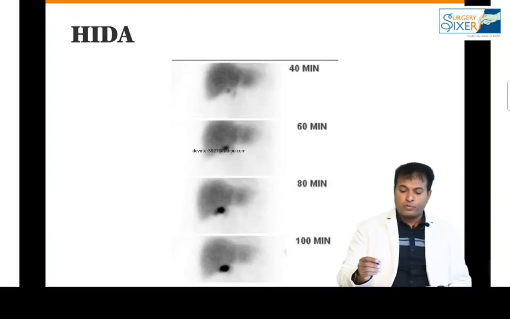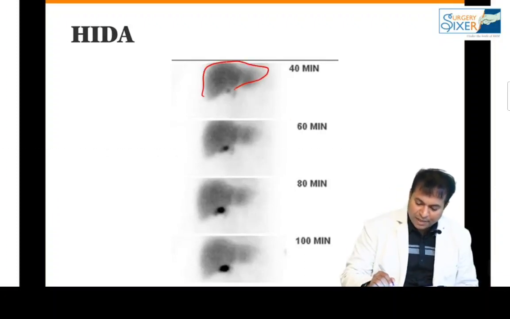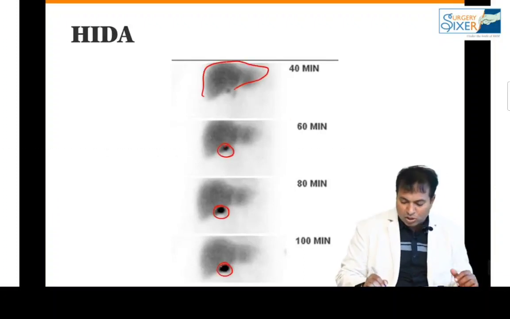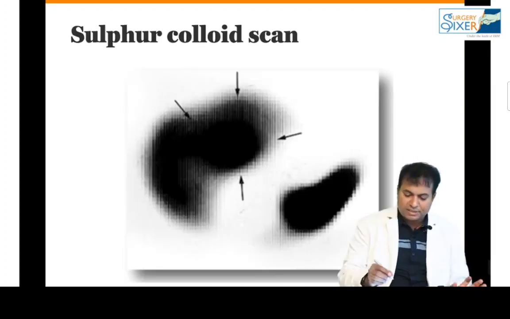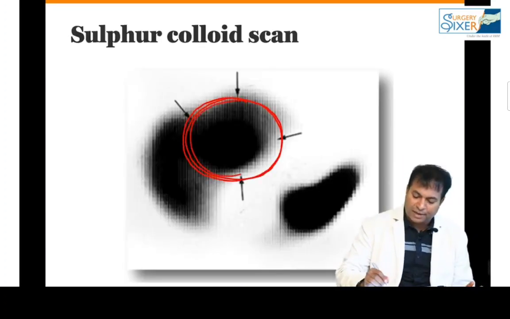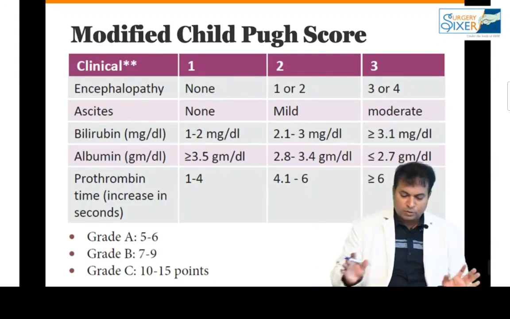And this is the picture I told you for HIDA scan. You can see the scan. The contrast is taken up by the liver. It goes to the gallbladder, and from the gallbladder it gets more concentrated. It is excreted into the bowel. This is a sulfur colloid scan. You can see the hot spot. Which tumor appears as a hot spot? It is FNH. So please don't forget the modified Child-Pugh score.